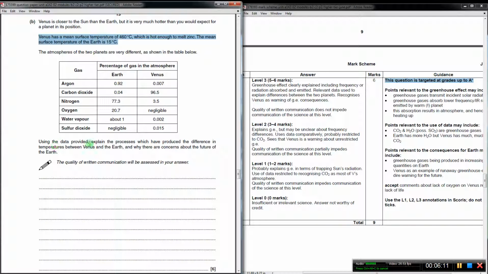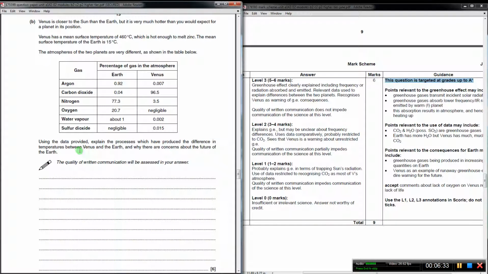Using the data provided, explain the processes which have produced the difference in temperatures between Venus and the Earth and why there are concerns about the future of the Earth. So, with these 6-mark questions, what often happens is that people will only answer the first part. You need to make sure you do the explaining the processes, and they've not told you what that process is, so we've got to work that out first.